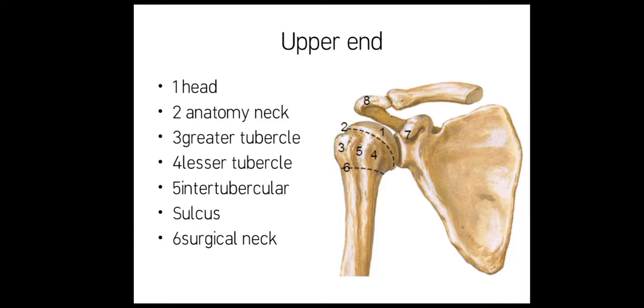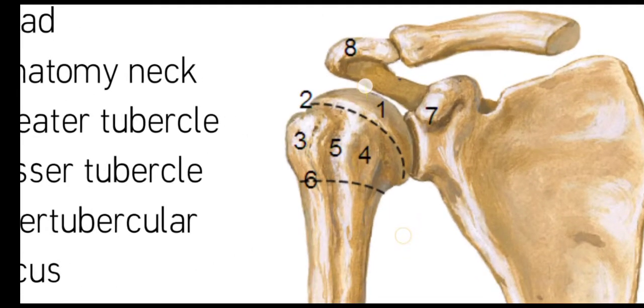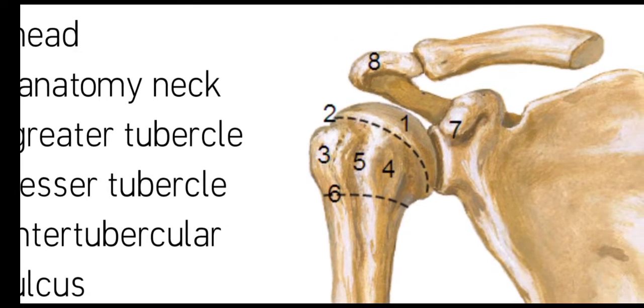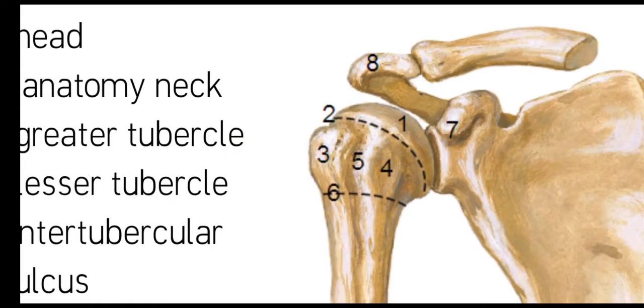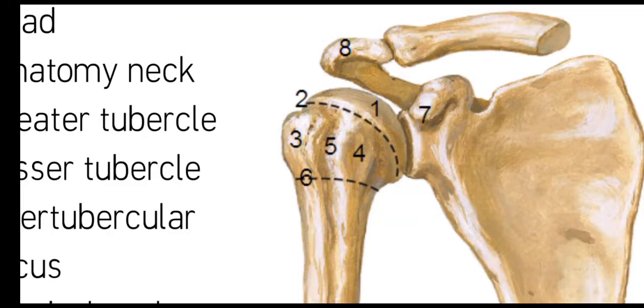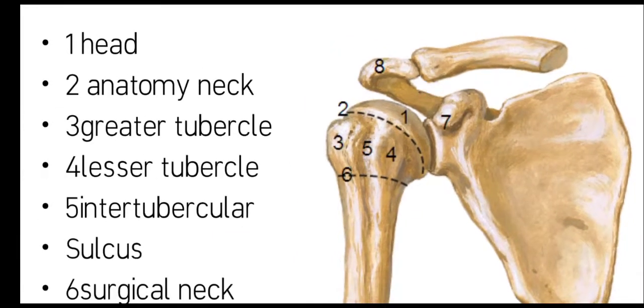Okay, so the structure that is immediately present after the head is the anatomical neck of the humerus. This one is the anatomical neck of the humerus. This line is the anatomical neck. The anatomical neck is basically an imaginary line that separates the head from the rest of the upper end of the humerus.